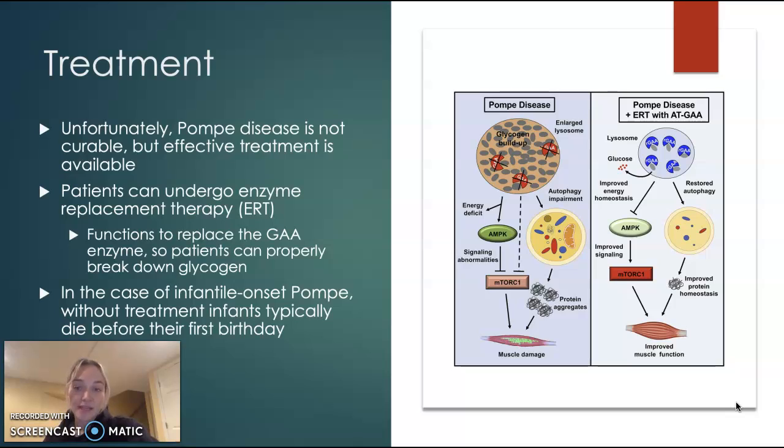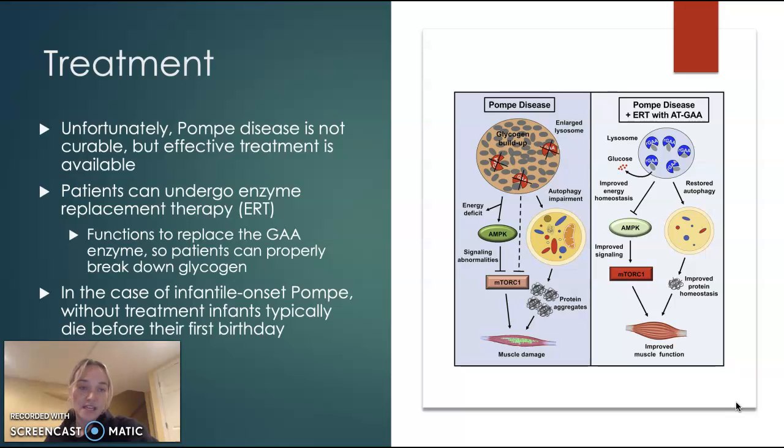Currently, Pompe disease is not curable, although there's research that suggests that it could be in the future, but luckily effective treatment is available. The current treatment regimen for patients with Pompe disease is enzyme replacement therapy, or ERT. This functions to replace the GAA enzyme so patients' bodies can begin to break down glycogen normally.